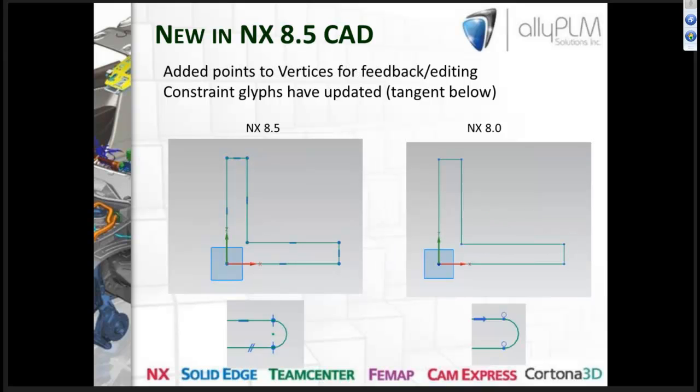Added points to vertices for feedback and editing. So on the right you have NX 8, on the left you have NX 8.5. The biggest thing I want to point out are some of the glyphs for the constraints. The biggest one is tangent. On the right, you have the circles in 8.0 and older showing us that there's tangency between that line and that arc. Over here in 8.5, you're going to notice this vertical bar. This is the one that's really drastically changed, but you can always go to Help and look at the What's New guide, and there's actually a table in there that shows all the pictures or glyphs of those constraints.